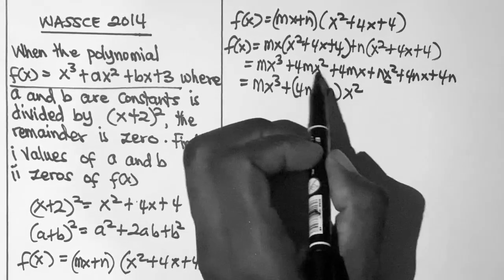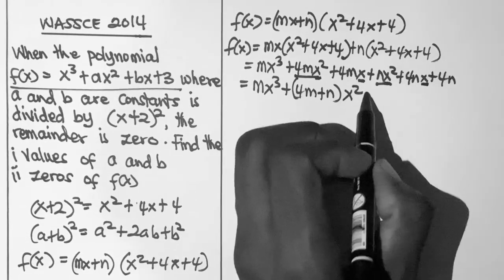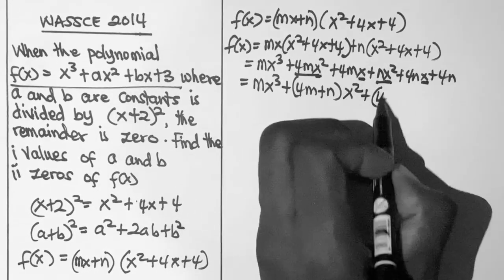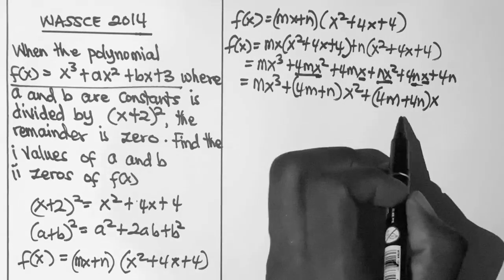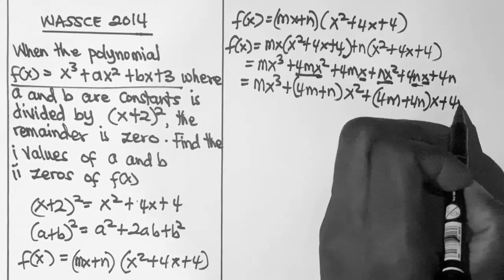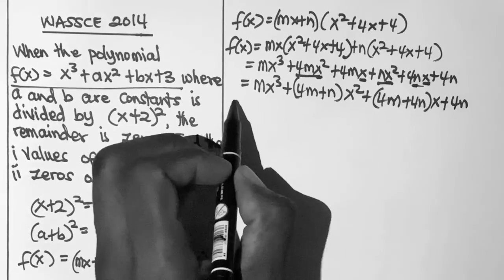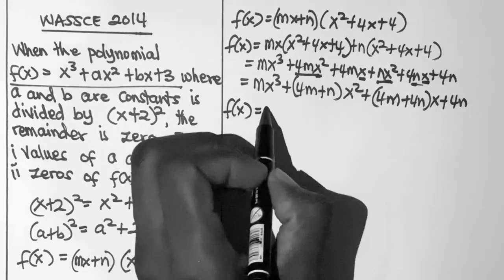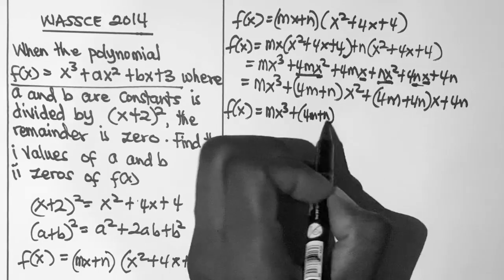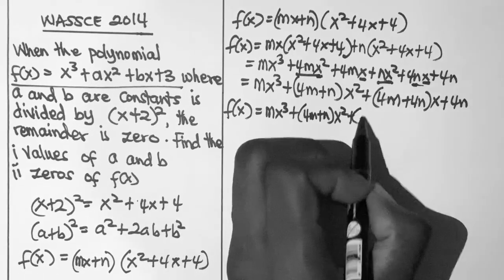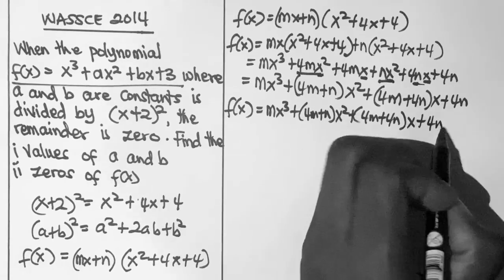Then I just factorize x squared from this term and this term. Then you can see that this term has x, this one also has x. So plus the coefficient there is 4m. Then the coefficient here is 4n. So plus 4n, then times x. Then plus 4n. So now we've been able to find f of x. Let's rewrite f of x, which is mx cubed, then plus bracket 4m plus n, x squared, then plus bracket 4m plus 4n, x plus 4n.